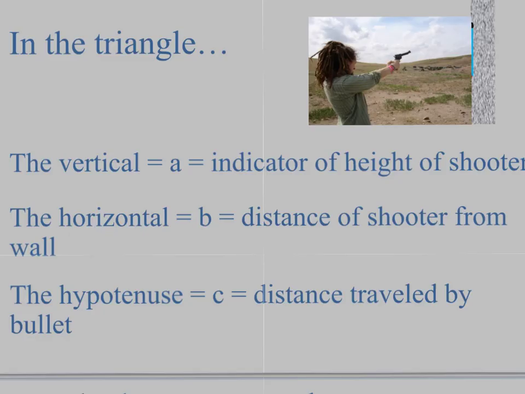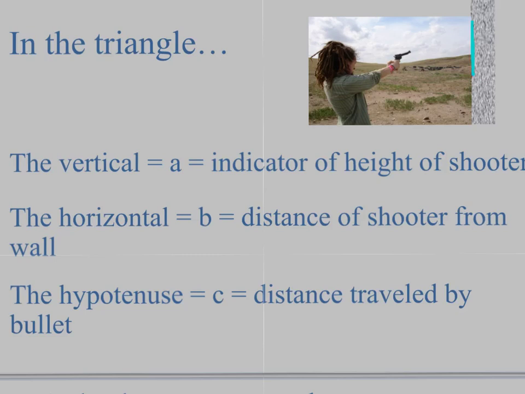So in that triangle that we have, A is the vertical distance here, and that's going to be an indicator of the height of the shooter. Now that's not exactly the height of the shooter, but it's going to give us some information about the height of the shooter. Stand by for more information on that one later.